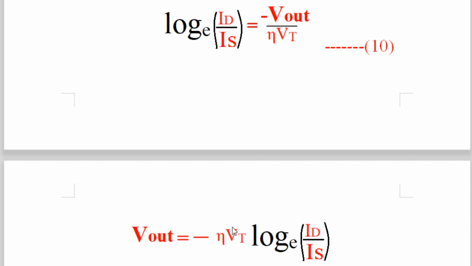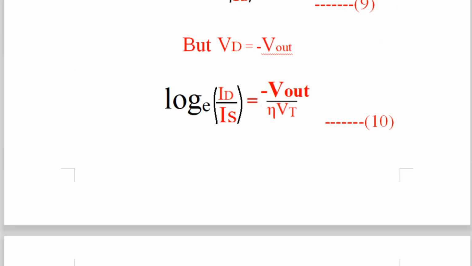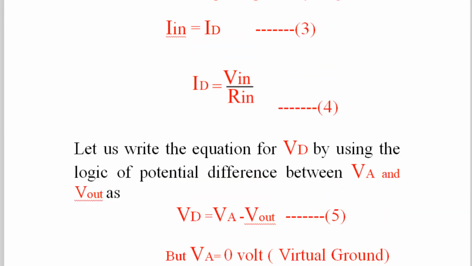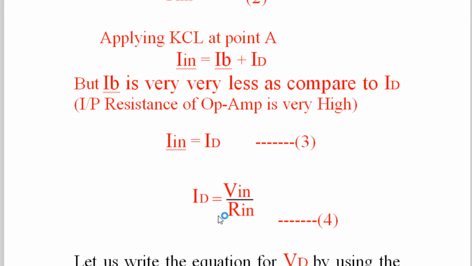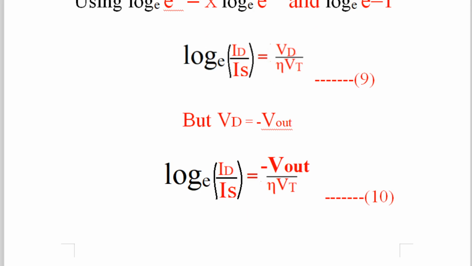So this equation and this equation, see, very simple. Left hand side is log to the base e Id upon Is. Right hand side equals minus V out upon eta into Vt. So this will come here multiplied, minus sign I have taken over here, and this is our equation. Now this Id we have already derived. That is what I told you, don't get confused between this and that. So this Id is over here. Id is equal to V in divided by R in. And now we'll substitute this Id in that equation.